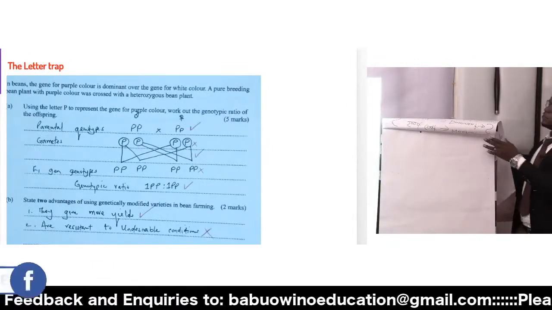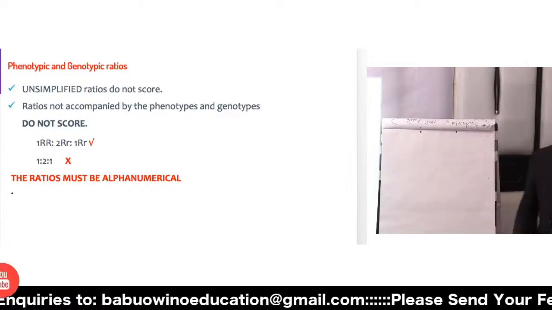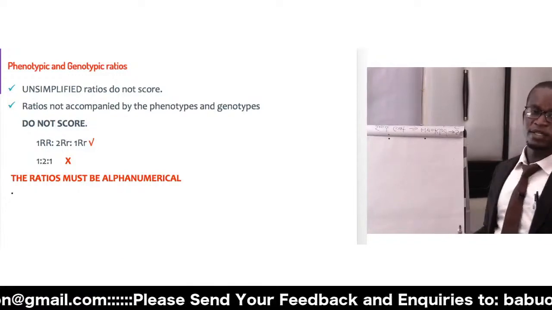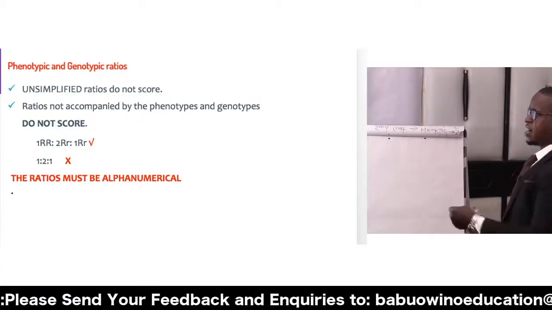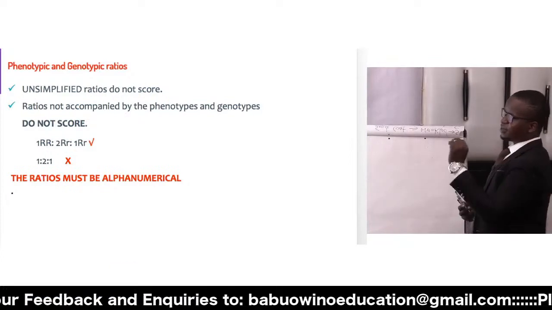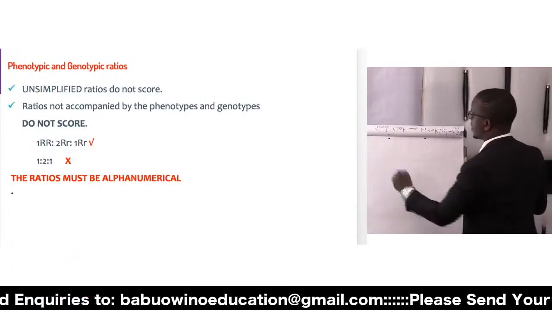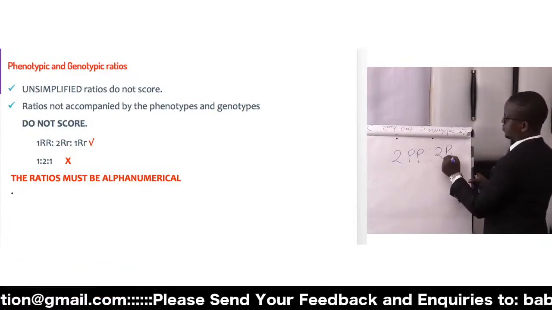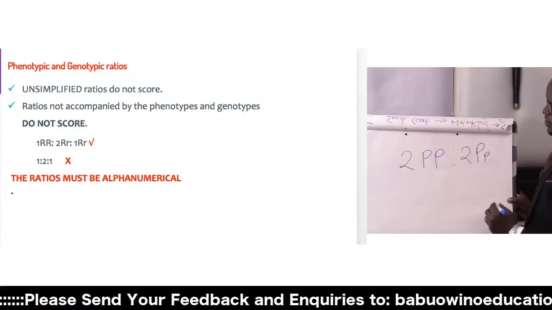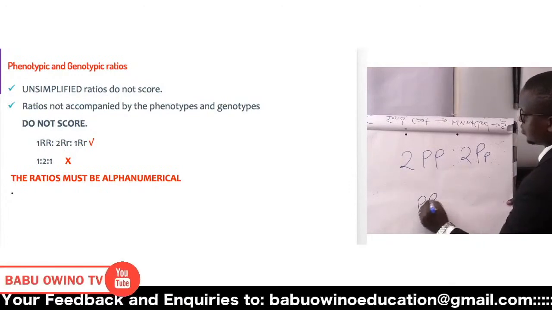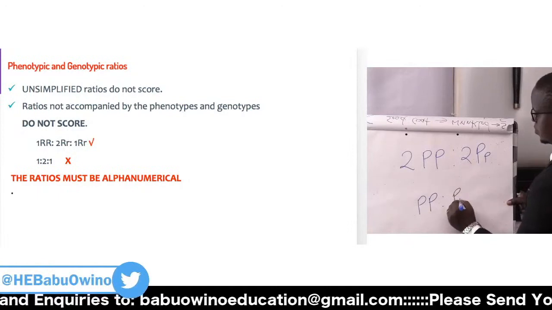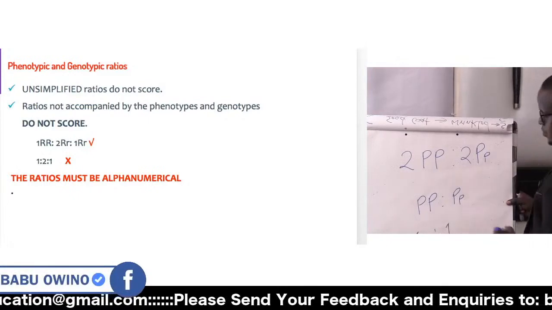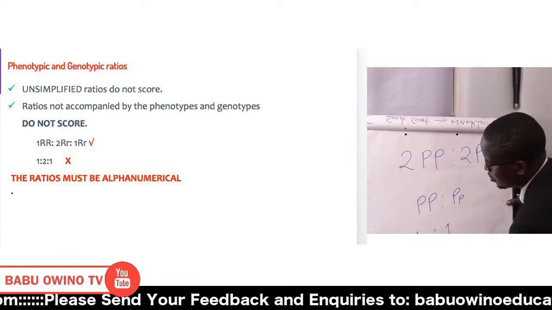Then we have the aspect of phenotypic and genotypic ratios. Very common questions we like asking. You are given a scenario to work out. Then we ask you to represent the genotypic and phenotypic ratios. And a common problem you experience here is students giving ratios which are unsimplified. For example, a student can give a ratio like this one as their final answer. Or a student decides to give you a ratio of this. Or a student presents his or her answer as 1:1. Or a student can now decide to do this.